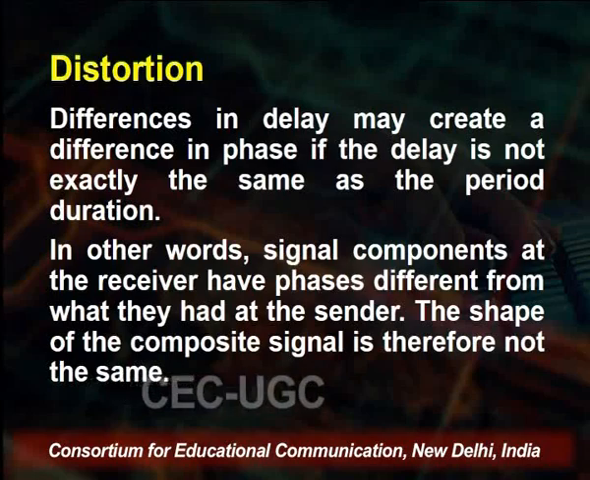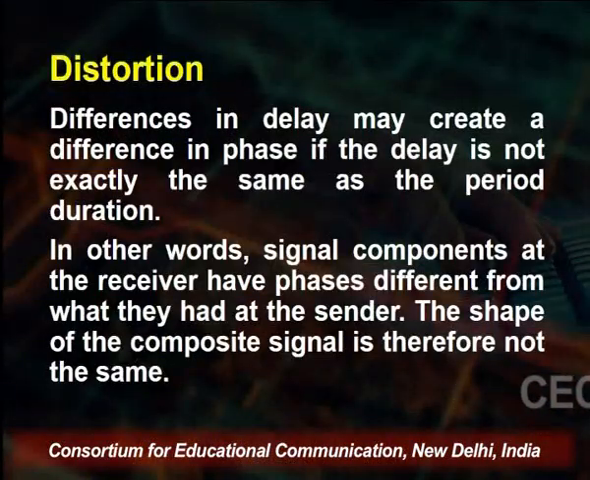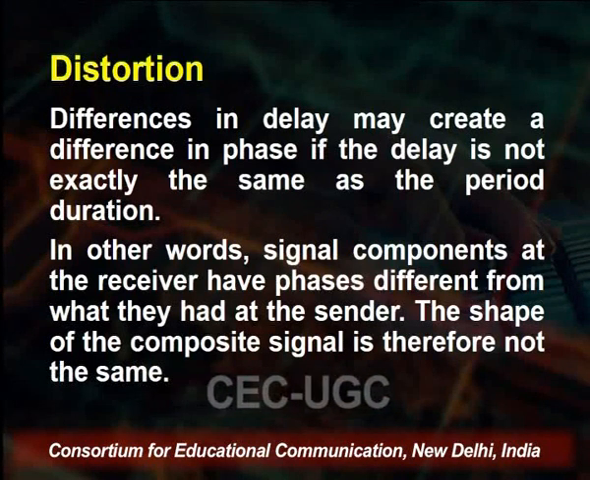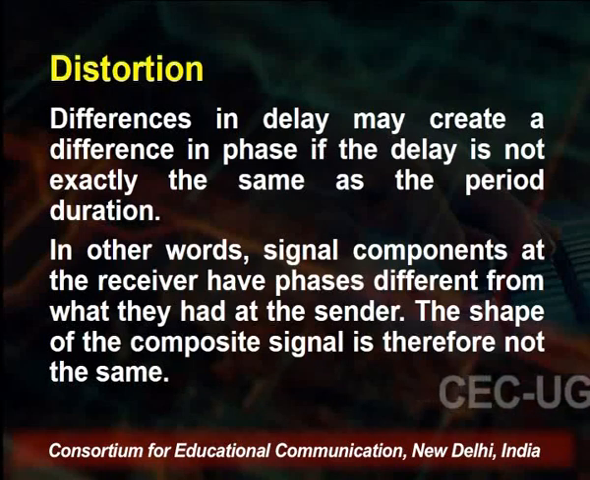So if the delay is the same, then there will be no phase difference, but if the period and the delay are not the same, and the period is the characteristic of the signal that we just discussed. So in other words, signal components at the receiver have phases different from what they had at the sender, right. So the shape of the composite signal will be changed, and therefore we say that a distortion has occurred in the signal, because there was a delay in their time frame, a mismatch in the time of the individual signals which made the composite signal.